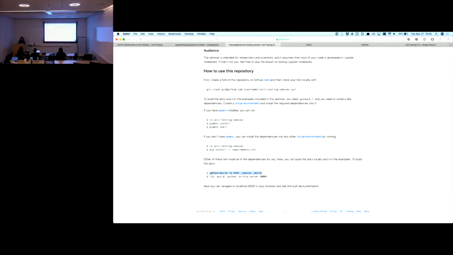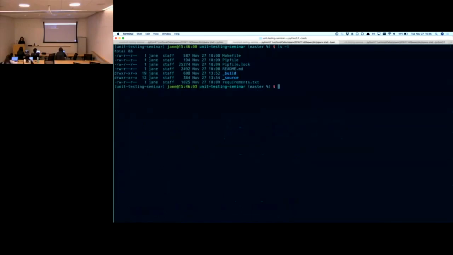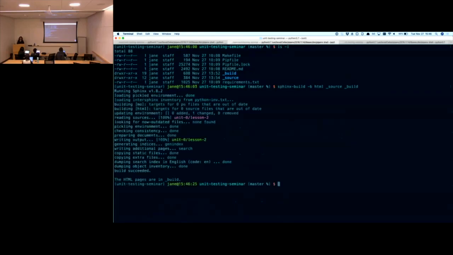So what you're going to do is, in the top level of the repository, run sphinx-build. You're going to want to run this command, which is in the README, so you can just copy it from there. How did that go for folks?